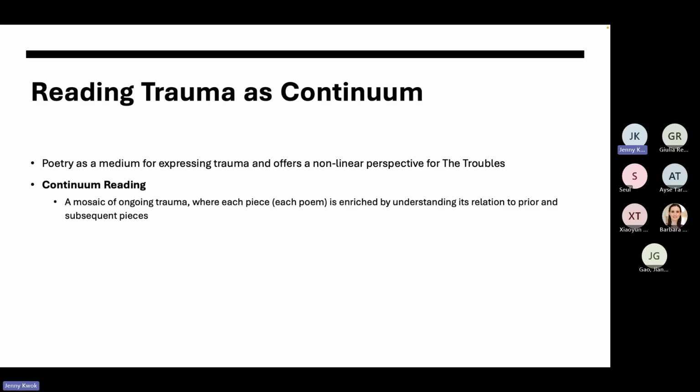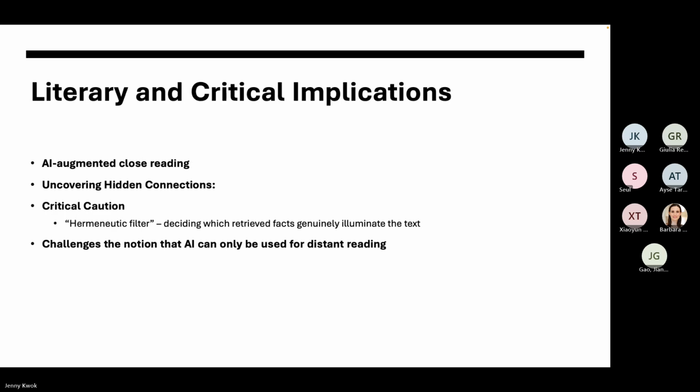So here are a few key takeaways. It helps us read trauma as a continuum based on the findings we have. It should be a mosaic of ongoing trauma where people are inspired by multiple events, as well as providing an outlet for people in the future to reflect and express their own feelings. In terms of literary and critical implications, this is an AI augmented close reading, which addresses the concern that AI will take over humanist research. And this makes the argument that AI should only augment close reading, and this is how it can be done.